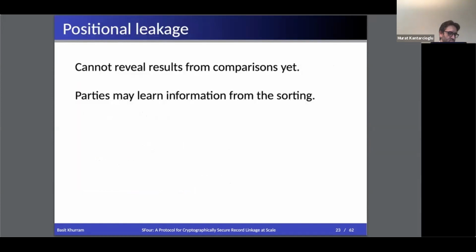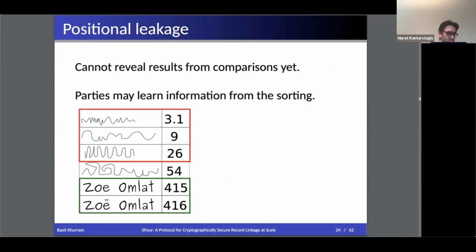If the participants were able to see the sorted ordering of records, they could infer information about records within the datasets. For example, with the Zoe record at the bottom, a participant may be able to infer that the other participant has records with scores lower than 416. Depending on the scoring function, this could leak the presence or the absence of certain records in the other party's dataset.